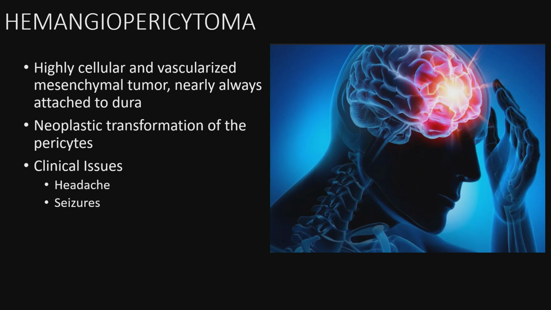Our differential diagnosis, well, we think this is a hemangiopericytoma. This can occur in any region of the body where there are capillaries. It's a highly cellular and vascularized mesenchymal tumor, nearly always attached to the dura. It's a neoplastic transformation of the pericyte.